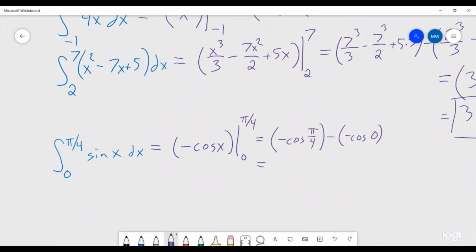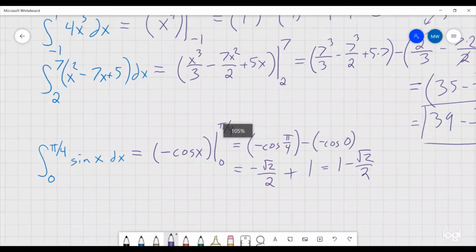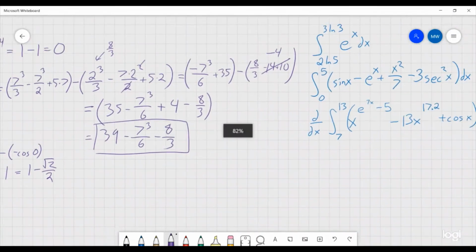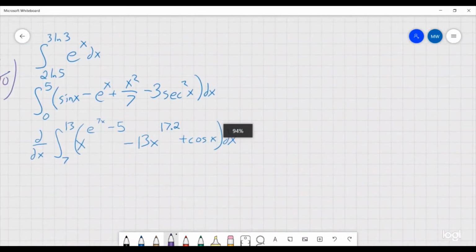Well, that is going to be cosine of pi fourths, that's root 2 over 2. So we have negative root 2 over 2 minus negative 1. That's plus 1. This is 1 minus root 2 over 2. There's our answer for that one. Now let's move on to these other ones that we had over here. What are these going to be?